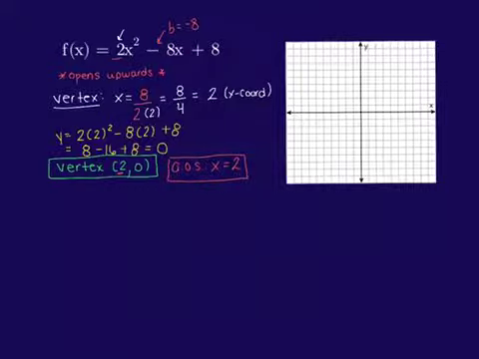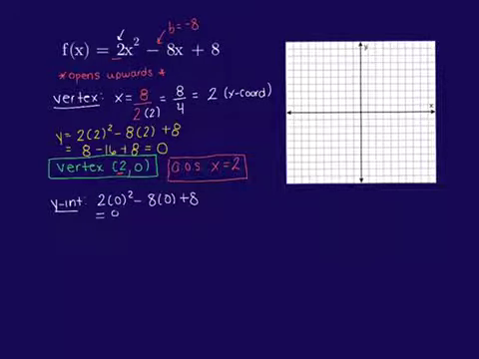So now we have two other things that we need to find. We need to find the x-intercepts and the y-intercept. So let's find the y-intercept first. All we have to do is replace x with 0 in the original equation. So when we do that, we get 8. So our y-intercept is at 0, 8.